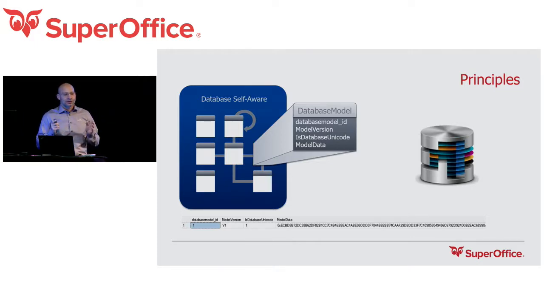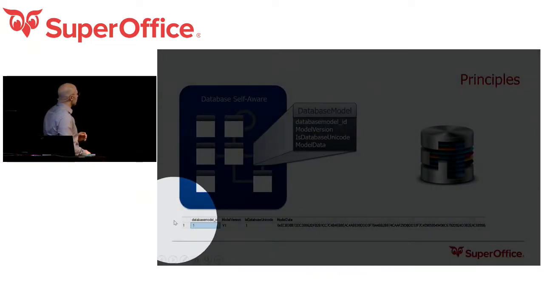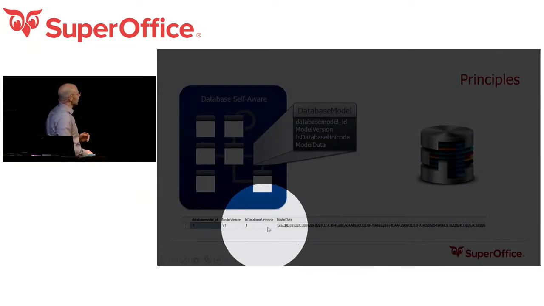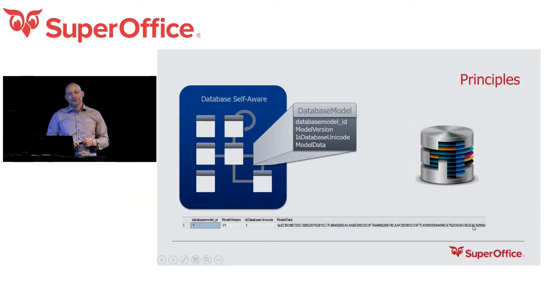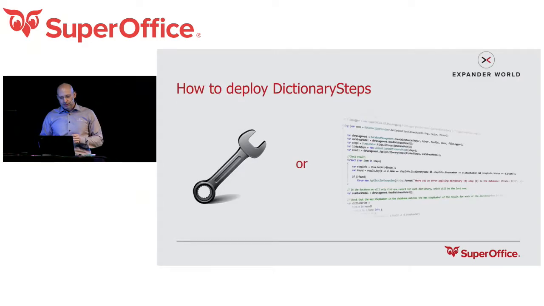Inside the SuperOffice 8.1 database, when you do a clean installation, it no longer has the conceptual tables or any of that stuff. I'm going to go much, much further in depth on this tomorrow, but just be aware of this. There's a new table called database model, and this is where you're going to find a nice jumbled representation of what the database should actually look like.